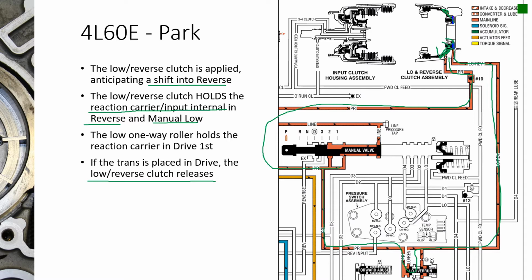So now when I shift out of park, I only have to apply one clutch, either the reverse clutch or the forward clutch.